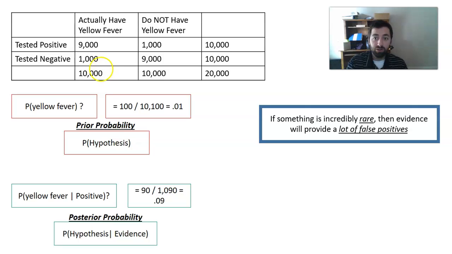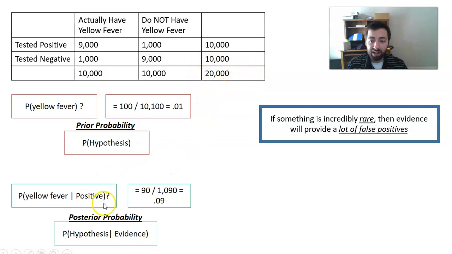The only thing I've changed is this column right here. What we see now is that there's 10,000 of these 20,000 people that actually have yellow fever instead of just 100. Now it's 10,000. And I kept the sensitivity rate the same. So it's still 90% of the time, if you have yellow fever, it will tell you that you have yellow fever. The only thing I've changed is how frequent or how common having yellow fever is. And it's gone from 1% to 50% at this point. It's gone to being half of these 20,000 people.